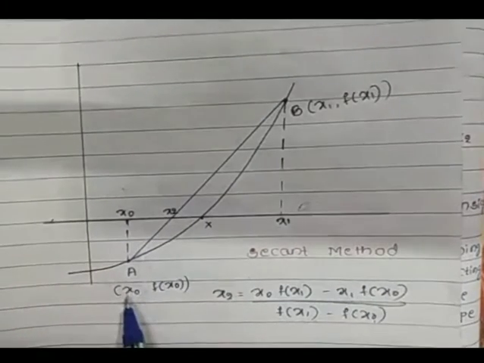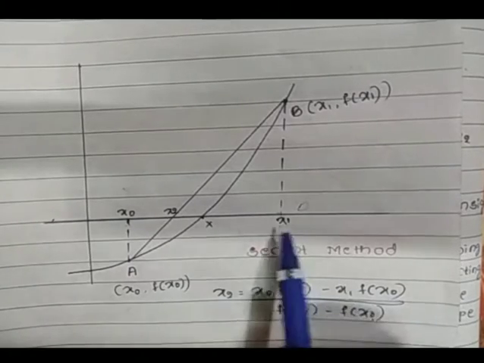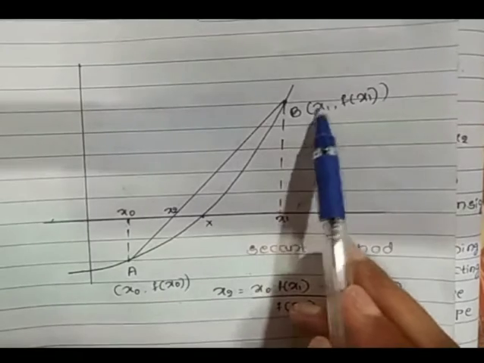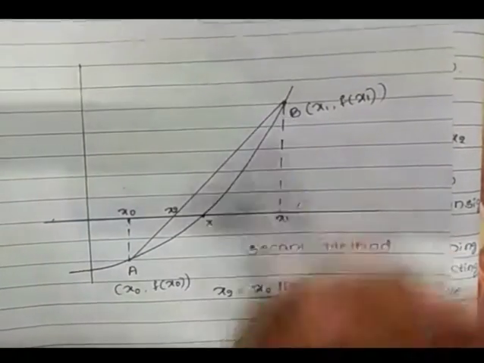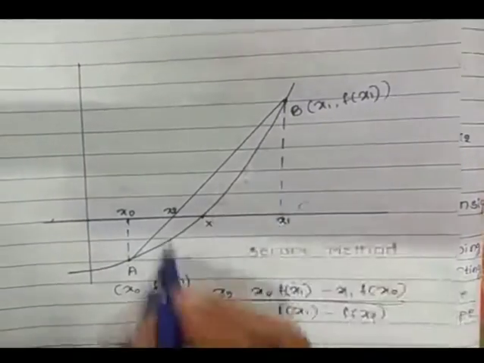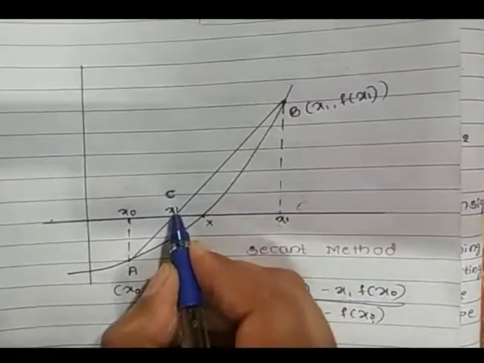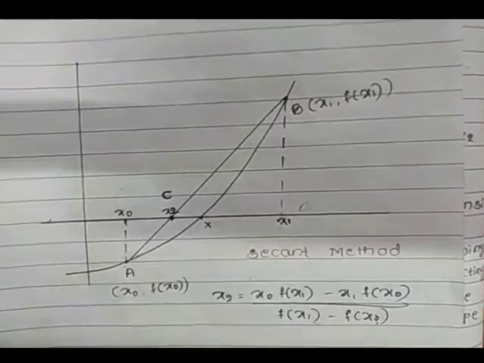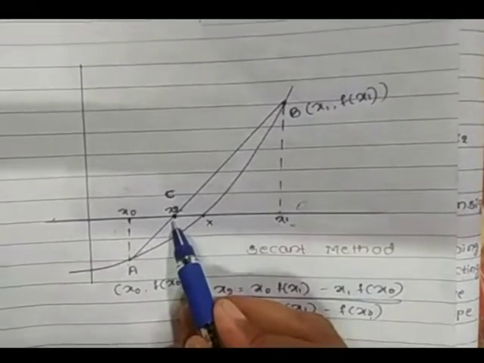So based on x naught, we get the coordinate point A, x naught comma f of x naught, and based on x1 we get the coordinate point B, x1 comma f of x1. Then join A and B. When we join A and B, one more point we get, that is small letter c. Call this point x2. So using x0 and x1, based on this particular line, we have to calculate the x2 value.